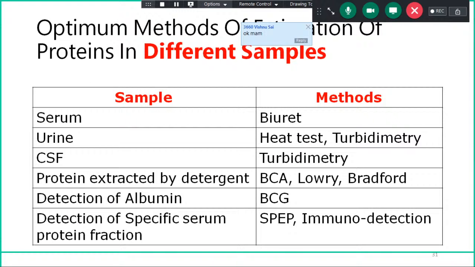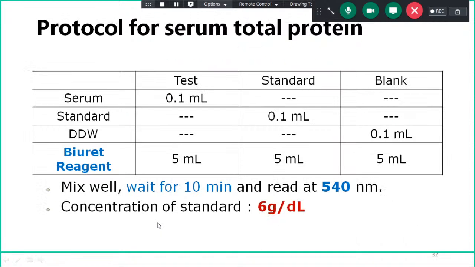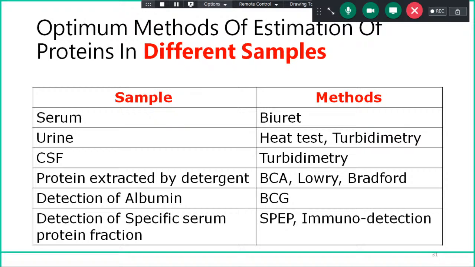Okay, so lastly, detection of the serum protein fractions is done by serum protein electrophoresis and or by immunodetection methods. So now coming to the actual protein protocol. We use biuret because the sensitivity of biuret is up to 1 milligram per ml, and serum protein is usually in grams per dl, so it holds good. Biuret is a simple test and can also accurately determine the serum protein. That is why we use the biuret test.